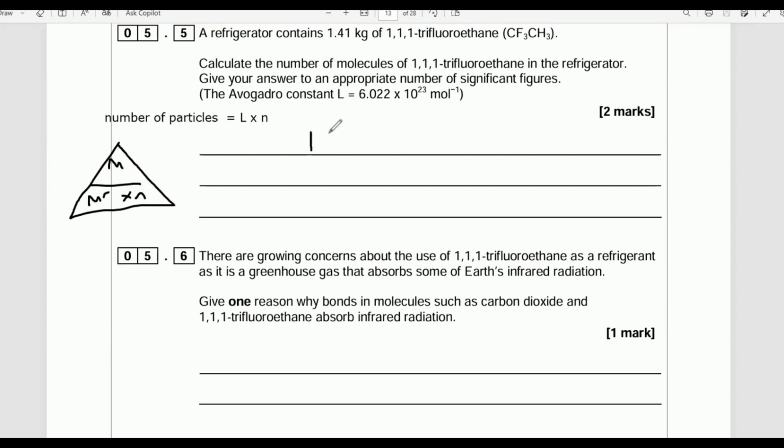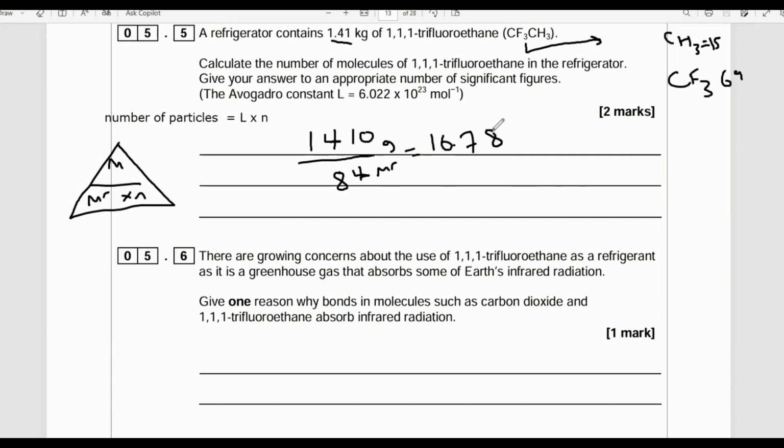All right. First of all, we need to convert the kilos here into grams. So 1,410 grams. We're going to divide that by the Mr over here. So work out the Mr. That's 12, 15 for the CH3. So CH3 is 15. 3 times 19, what's that? 57 plus 12 is 69. So CF3 is 69. So 15 and 69 is 84. If I do that, I'm going to get something along the lines of 16.7857 as my moles. That's n.